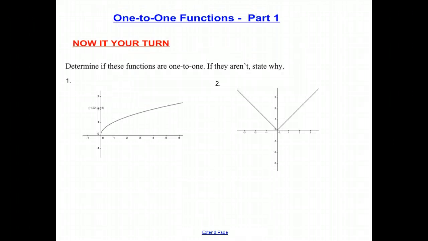Okay, and now the moment you've all been waiting for. Yes, now it's your turn. So what we want you to do is determine if these functions are one-to-one. If they're not, please state why. Okay, so two functions. If you're having trouble, we'll go back and review the screencast to see how you can determine if functions are one-to-one, but please state why it's not one-to-one if it's not.